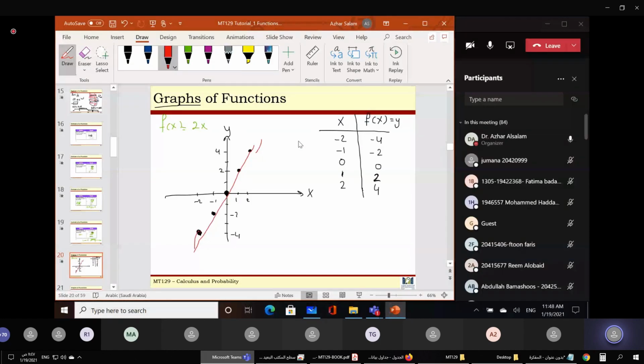Okay. هو عبارة عن خط مستقيم يوصل لجميع النقاط. هذا الخط المستقيم هو عبارة عن f of x equal to 2x أو ممكن أكتبها y equal to 2x. This is the graph of this function. How can I make a graph or sketch a function? By making this kind of table, then plot the points and sketch a line or a graph that connects all these points.